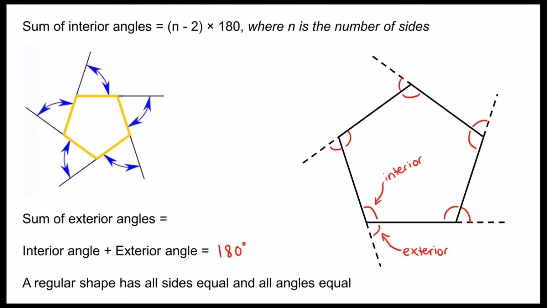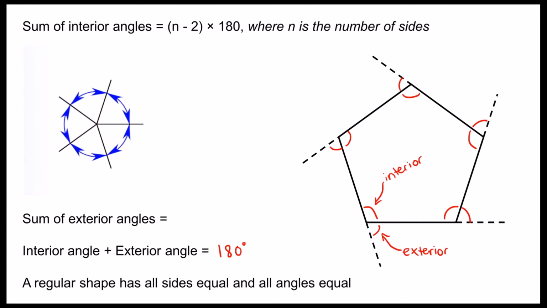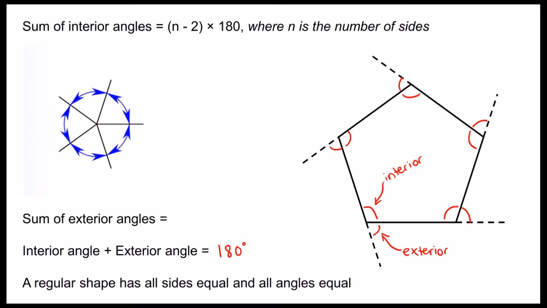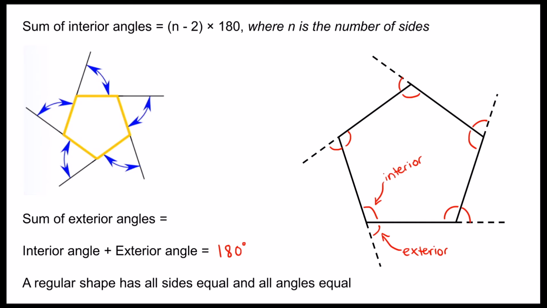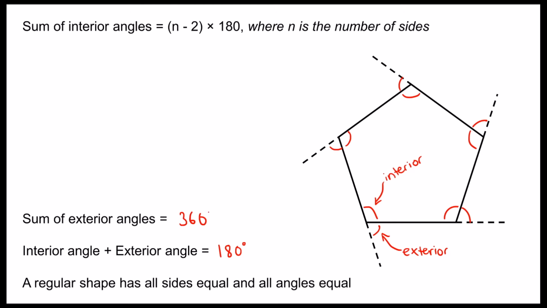As you can see, by taking our polygon and shrinking it down to a point, all of our exterior angles make a full turn. That's 360 degrees in total. That is true for any polygon we choose. So we can say the sum of exterior angles always equals 360 degrees.